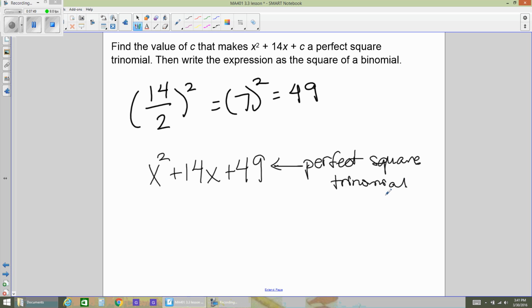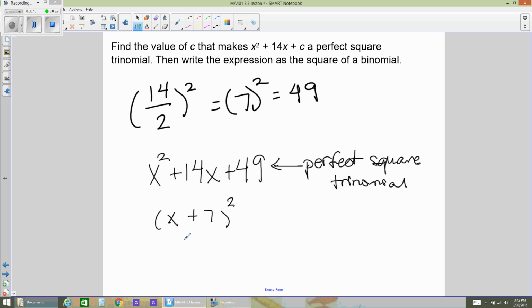Why are they so awesome? Because you can write them as a square of a binomial. So what multiplies to make 49 and adds to make 14? You're looking at a 7, and it's positive because the 14 is positive. So we have completed the answer here.